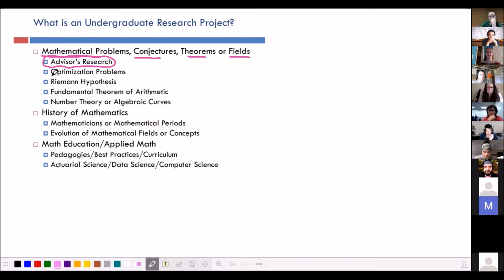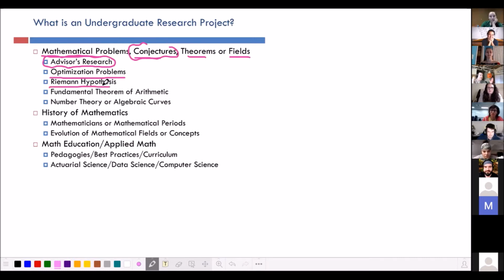So maybe they have some sort of problem in that field. It could be a problem you liked in a math class. Maybe you're fascinated by optimization problems. And so you come in and say, I love those problems. I want to do something with that. And so your faculty advisor can build off that and take those calculus problems and turn them into actually a research project.